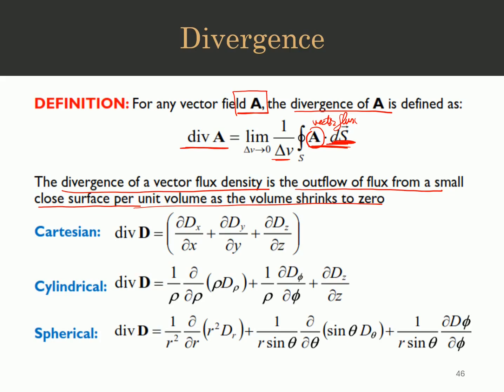Similarly, if we want to define divergence in different coordinate systems, we can define it in the Cartesian, cylindrical and spherical coordinate systems, and these are the representations as per their axes. In the Cartesian system it is along x, y and z. In the cylindrical system it is along rho, phi and z. In spherical it is along r, theta and phi. So you have to remember these representations of finding the divergence of A.